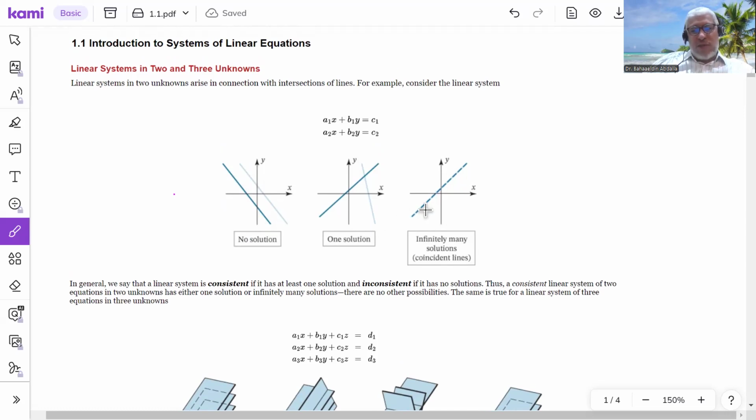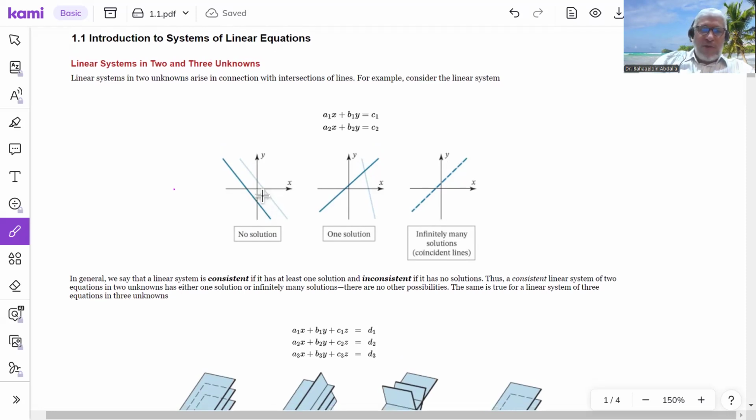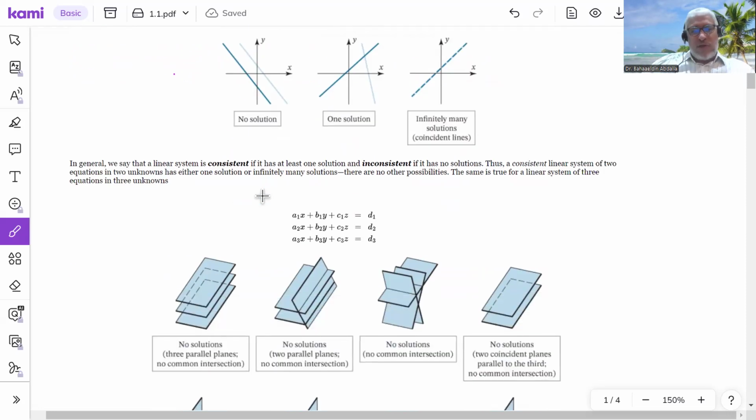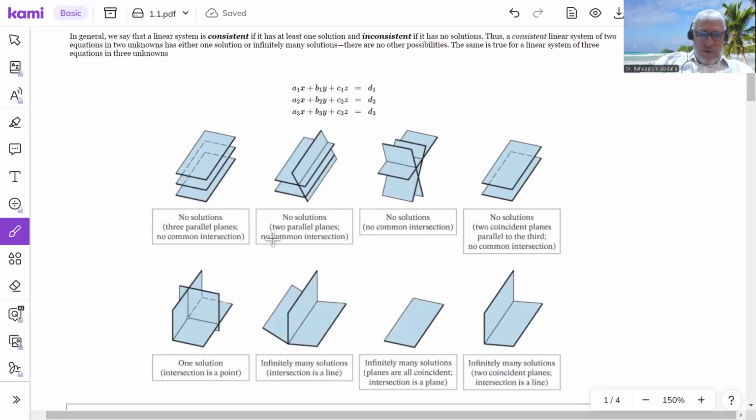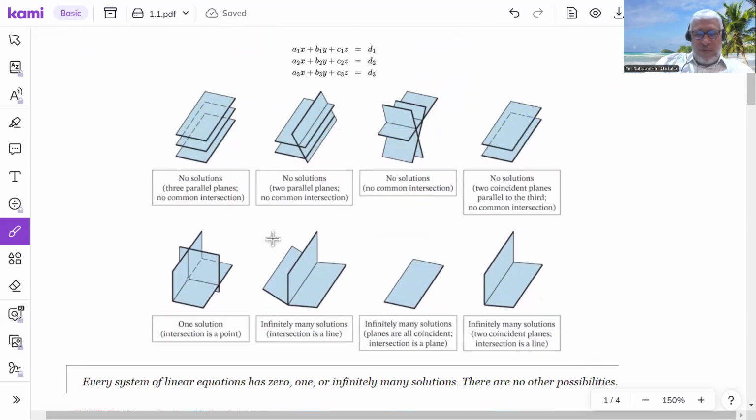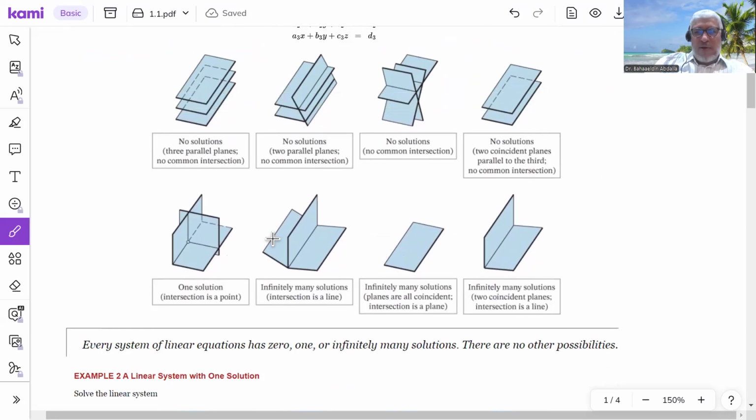The solutions in this case would be all the points of the line. Here the solution is the intersection point, and here there is no solution. There is no intersection point. These three possibilities are always there, even if we consider systems of three equations and three variables, or even if we consider systems with four equations and four variables, or more than that.